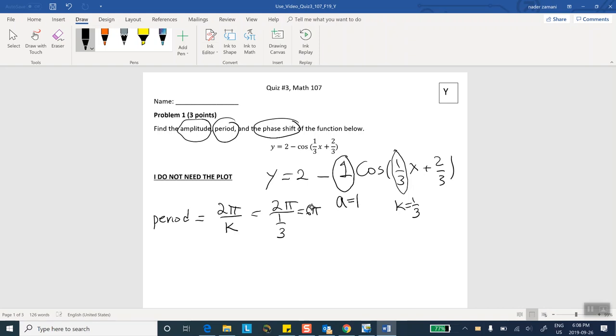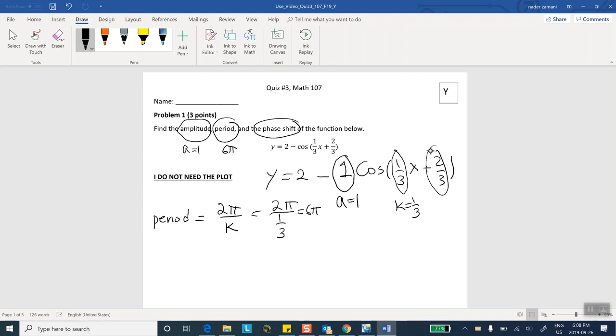So we found the period. Amplitude was 1. Period is 6 pi. Now, the phase shift. Some people will make immediately a mistake here because they think that this is the phase shift.